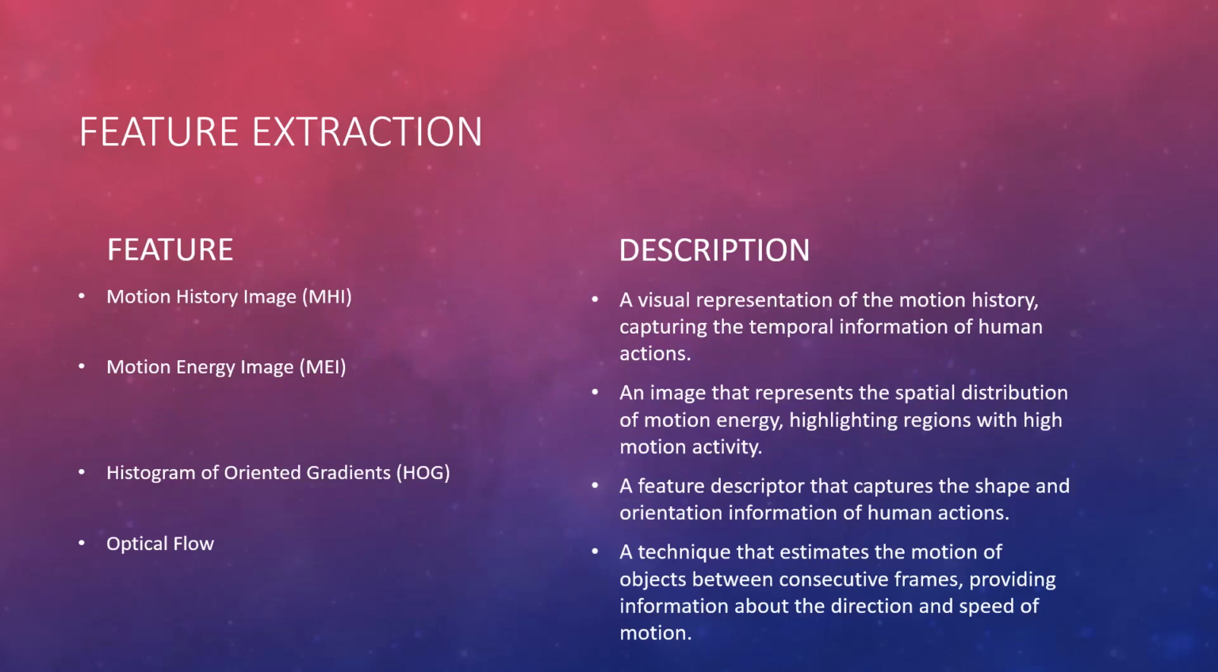Extraction. MHI, a visual representation of the motion history, capturing the temporal information of human actions. MEI, motion energy image, an image that represents the spatial distribution of motion energy, highlighting regions with high motion activity. Histogram of oriented gradients, a feature descriptor that captures the shape and orientation information of human actions. Optical flow, a technique that estimates the motion of objects between consecutive frames, providing information about the direction and speed of motion.